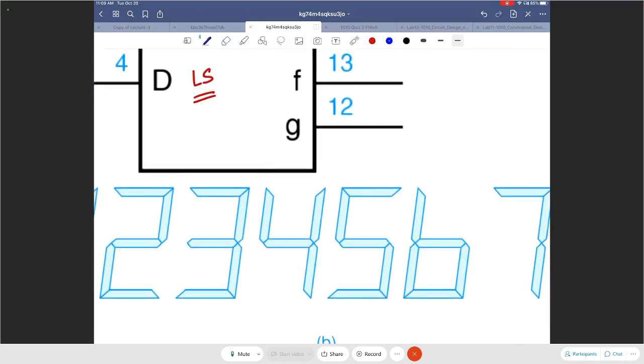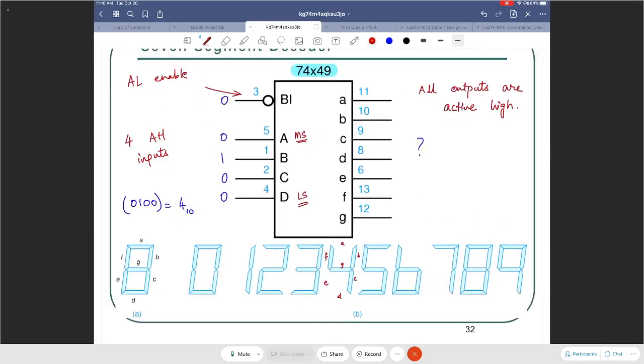Where is segment A? Let me write segment A, B, C, D, E, F, and G. Those are my 7 segments. So that tells me that A is off, B is on, C is on, D is off, E is off, F is on, and G is on. So that's how I would figure out what the outputs would be, as long as the chip is enabled, for a particular input case.